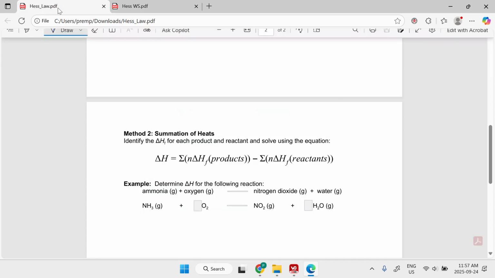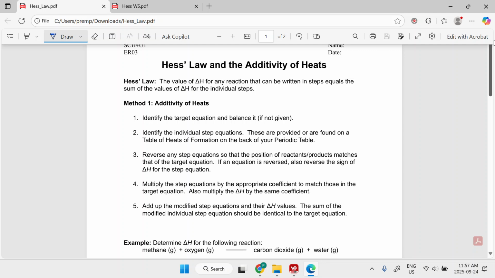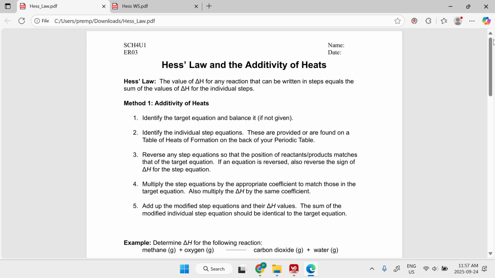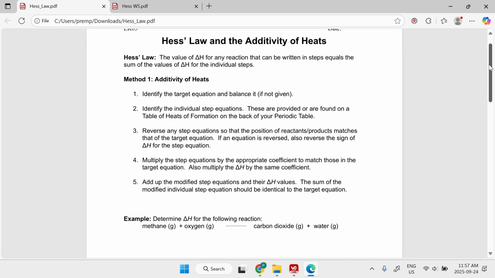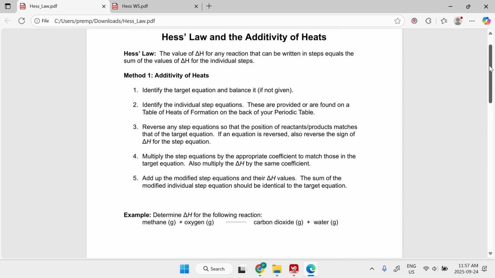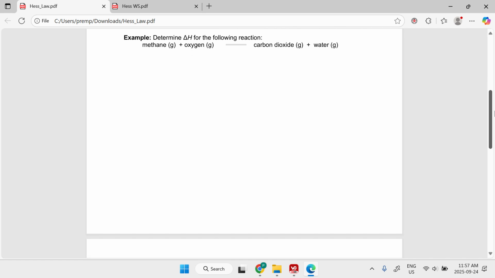So in this video, we are going to talk about Hess's law, and what this law says. It basically says that any reaction which can be divided into multiple sub-reactions or intermediate reactions, if we have that kind of reaction which has multiple steps, then the sum of the energies is always equal to the sum of the individual steps.